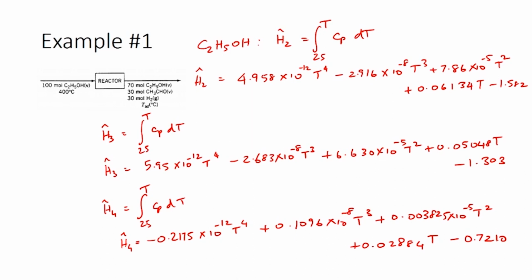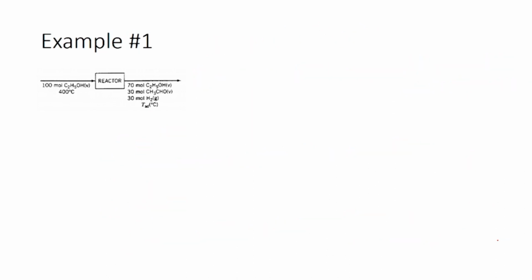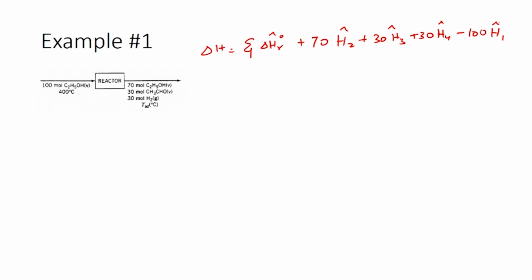Make sure that you use the appropriate Cp values which you can get from the textbooks or handbooks, and you can now plug these values into the equation which we had for delta H dot. So, the equation would become delta H equals xi delta HR plus 70 times H2 cap plus 30 times H3 cap plus 30 times H4 cap minus 100 times H1 cap. So, this would be the equation.